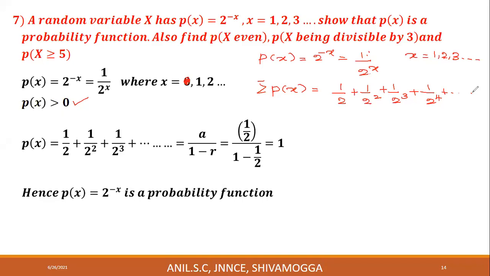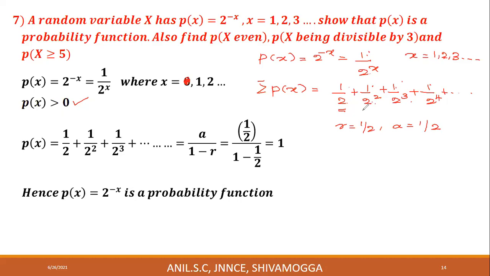This is a geometric progression. Any term divided by its previous term is a constant. Therefore, this is a geometric progression whose first term is 1 by 2. First term is denoted by small letter a. And common ratio, any term divided by its previous term: 1 by 2 square divided by 1 by 2 is 1 by 2. 1 by 2 cube divided by 1 by 2 square is 1 by 2. 1 by 2 power 4 divided by 1 by 2 cube is 1 by 2. Therefore, common ratio is 1 by 2 and first term is also 1 by 2.